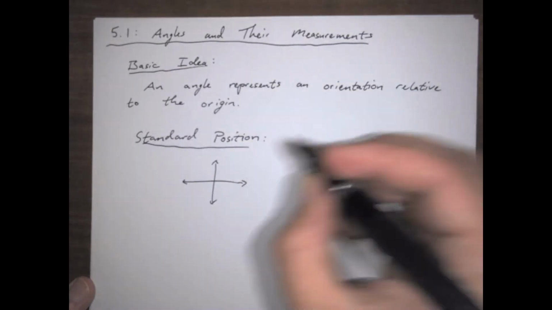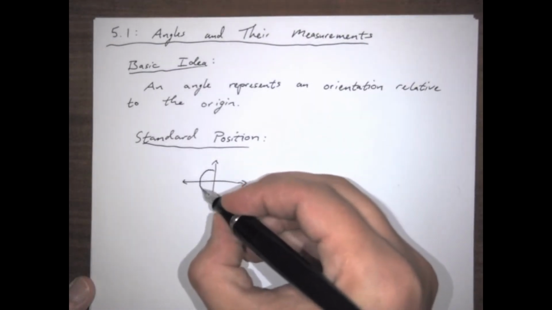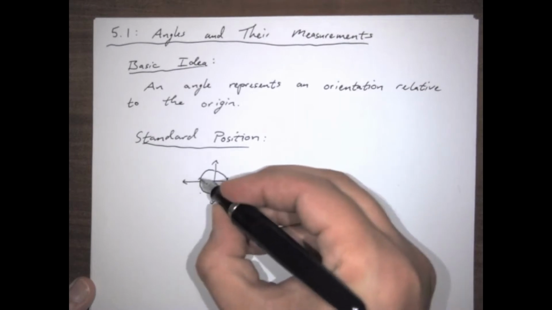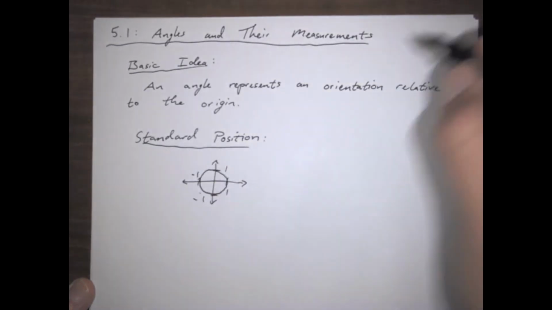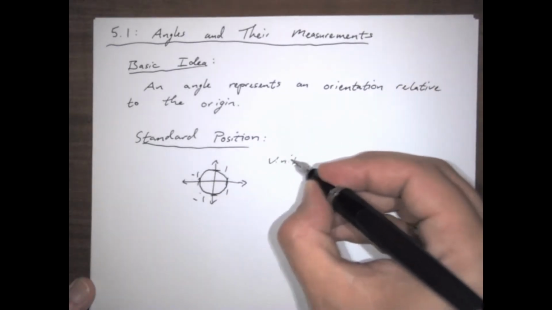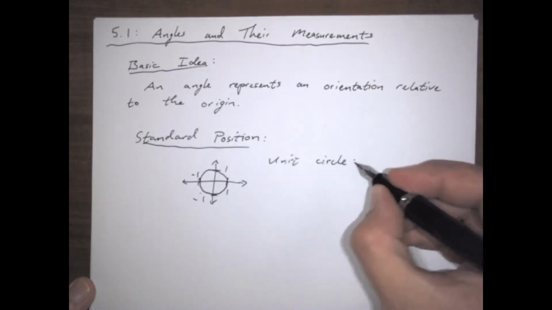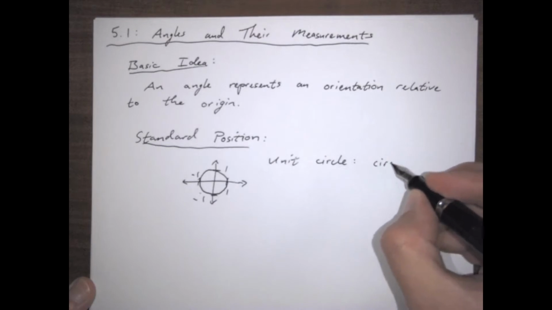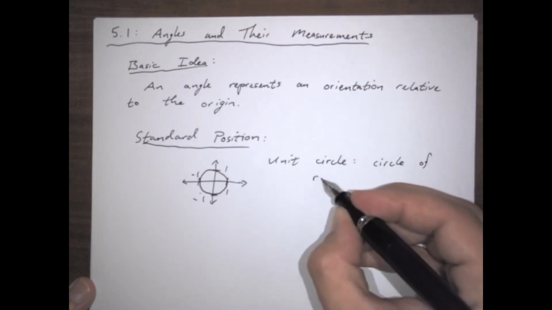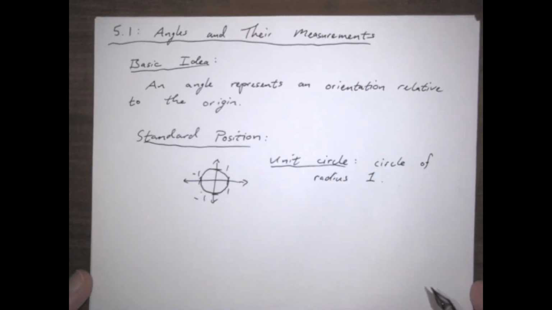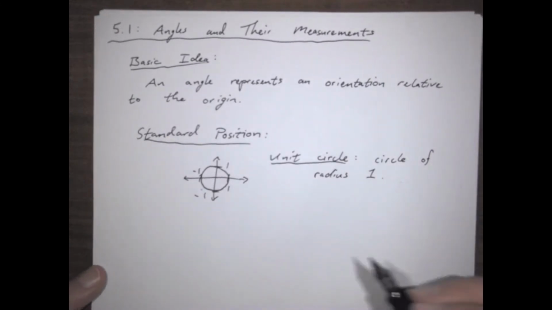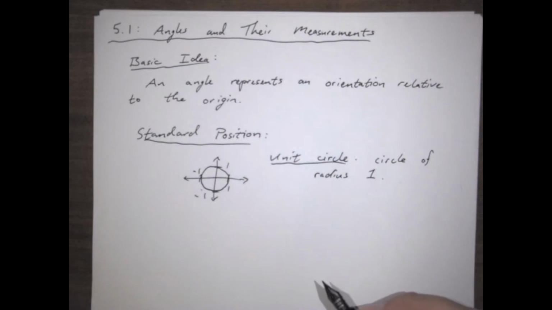So imagine the unit circle. So what that means is circle of radius 1, which means that's 1, that's 1, that's negative 1, and that's negative 1 as well. So the unit circle, the circle of radius 1. So that's what that means. And then what standard position will describe is a specific way of locating an address on the xy plane that is on the unit circle by means of an angle.